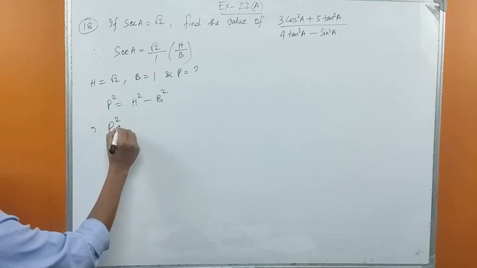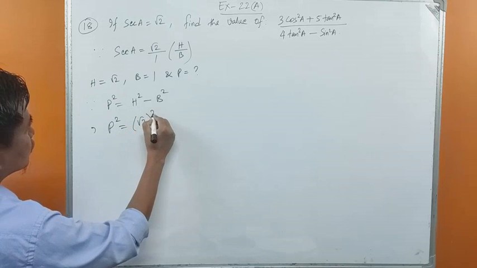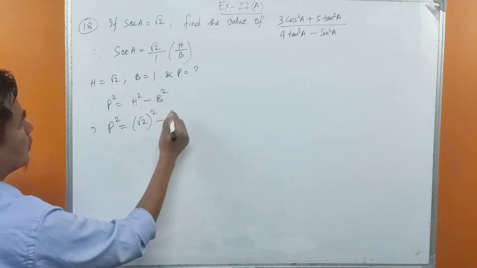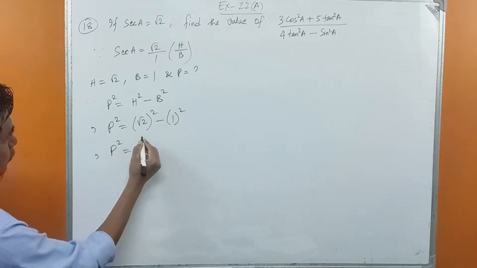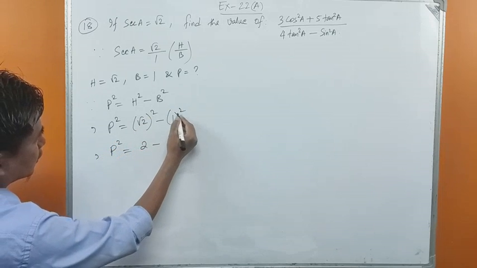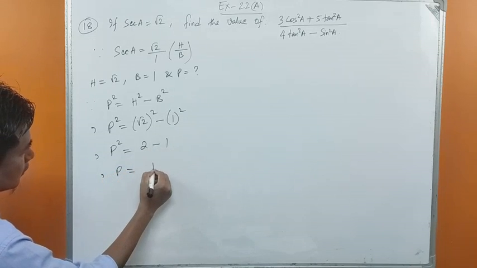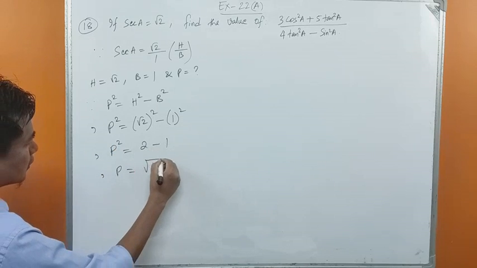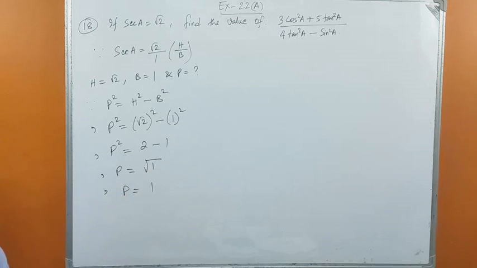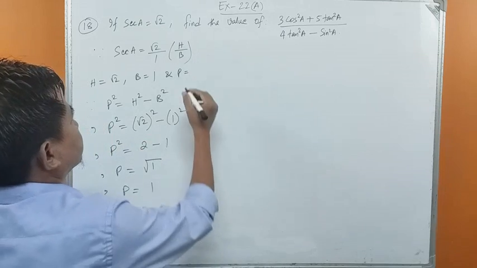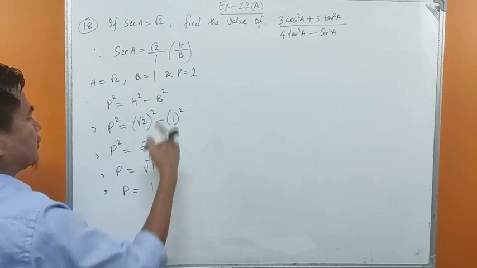So p square equals, what is h? H is root 2, so we write root 2 whole squared minus base 1 squared. Or p squared equals root 2 squared, which is 2, minus 1 squared, which is 1. Or p squared equals 1. The square we take to the right hand side, root 1. So p equals root under 1, which means 1. So perpendicular is also 1. Hypotenuse is root 2, base is 1, and perpendicular is 1.